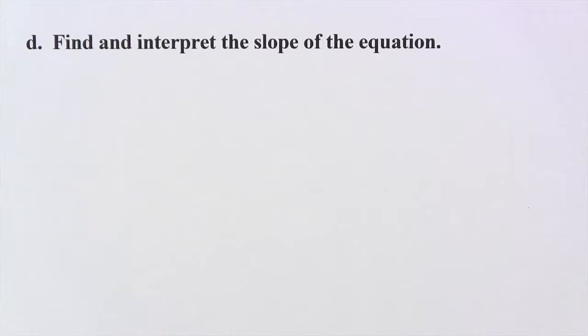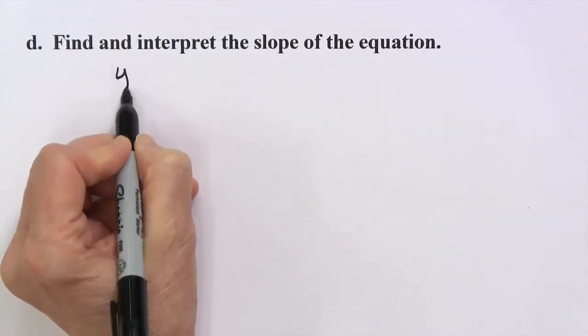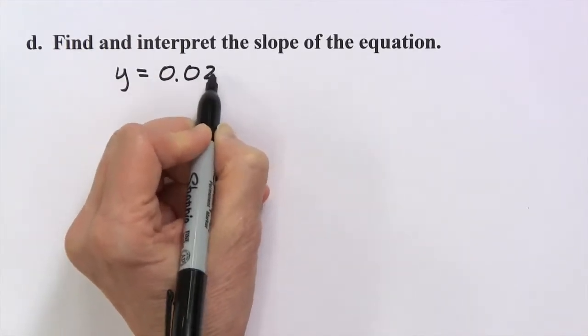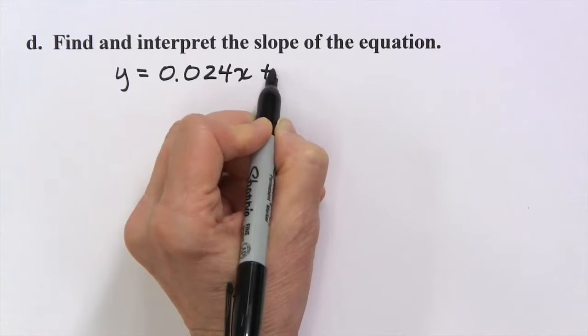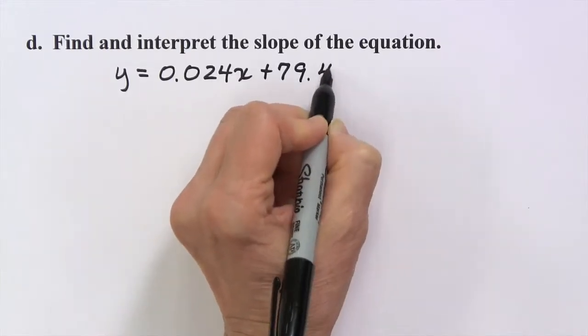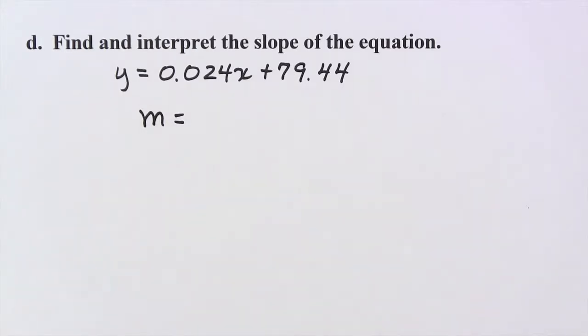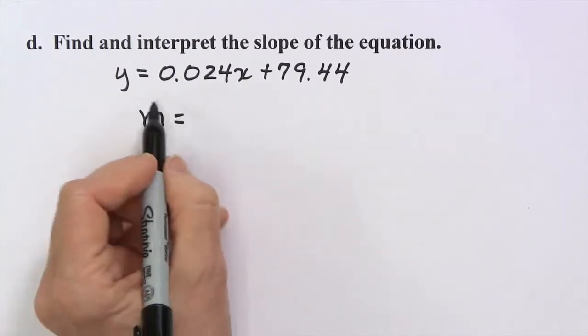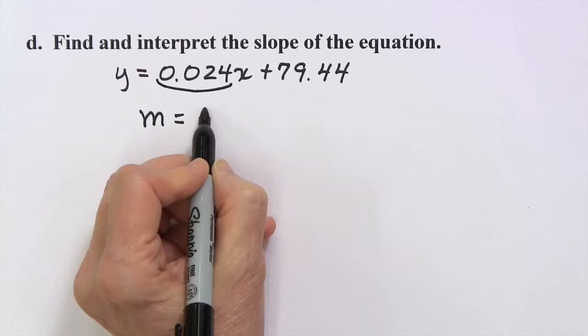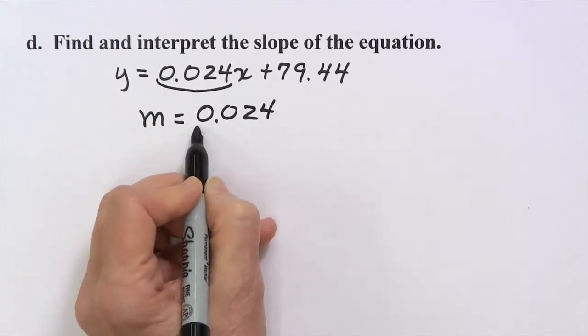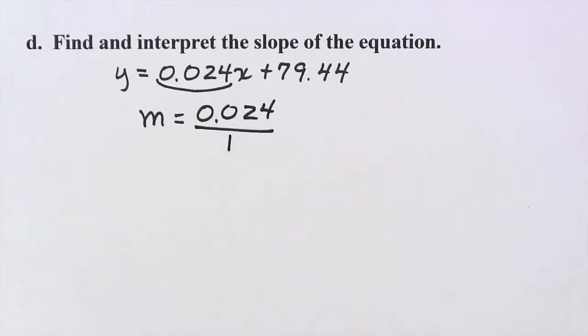Part D, we want to find and interpret the slope of the equation. Well, what is the equation? It is y equals 0.024x plus 79.44. First, identify the slope. The slope is the coefficient of x, which is 0.024, or I can write it as that over 1.